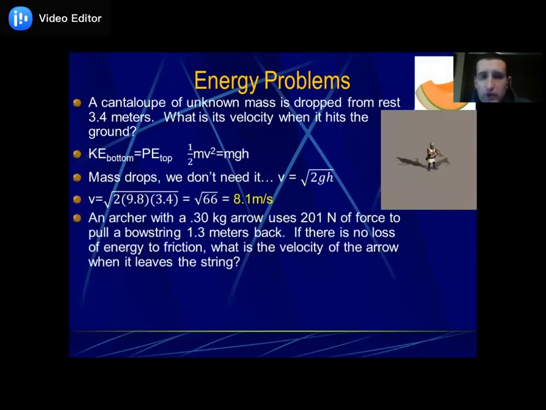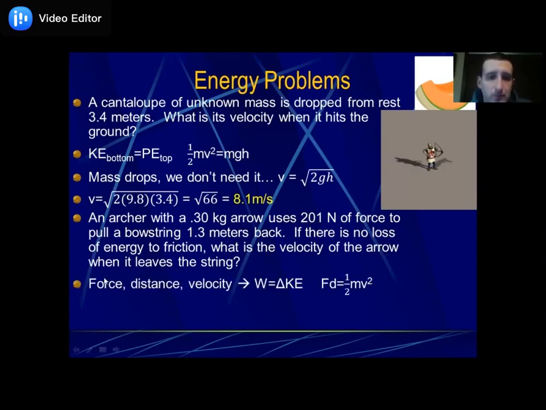Example problem: we've got an archer here with a bow. He pulls the string on the bow back, right? This applies a force through a distance as the string tightens up and applies that force. So we want to know what is the velocity of the arrow when it leaves the string. Another case of distance and force being involved, and so this would be a work problem. So force, distance, velocity tells us we should be doing work and kinetic energy. So again, we get FD equals 1/2 mv squared. This time we're not looking for F, we're looking for v.